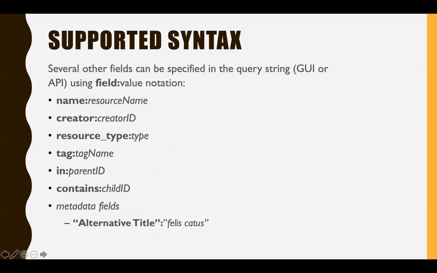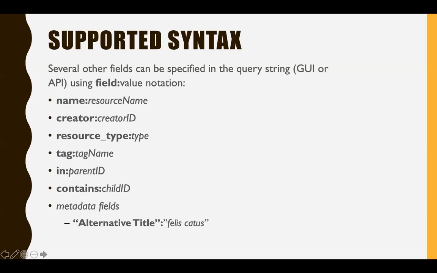In terms of the other fields, those are the basic fields. There are other things that we support with this field colon notation, which is similar to what you might have seen in Google search and some things like that. So we support specific filtering to the name or the creator of the resource. You can search for a specific type. So if you say resource type is data set, you will only get data sets in your search results, obviously. You can specify a tag.